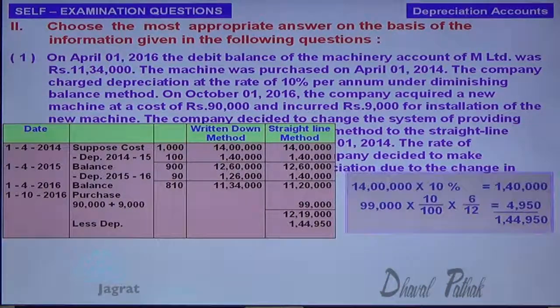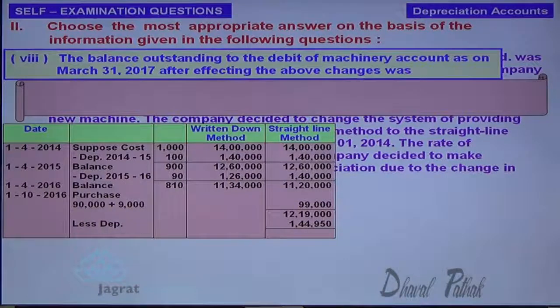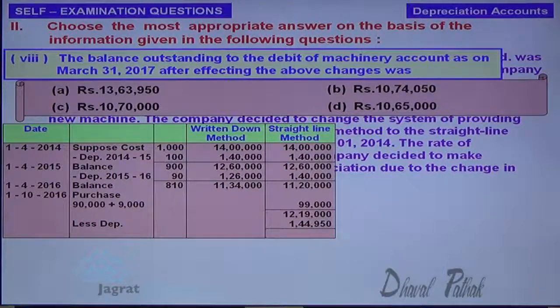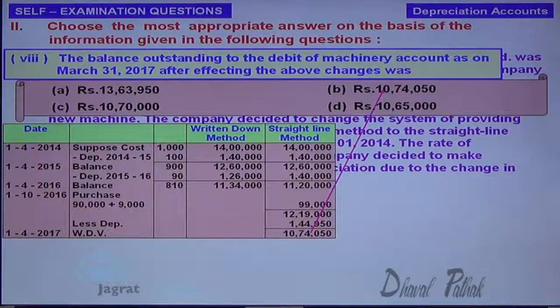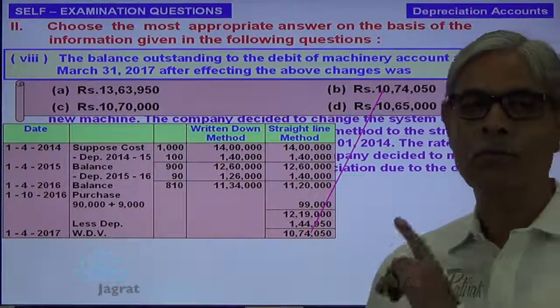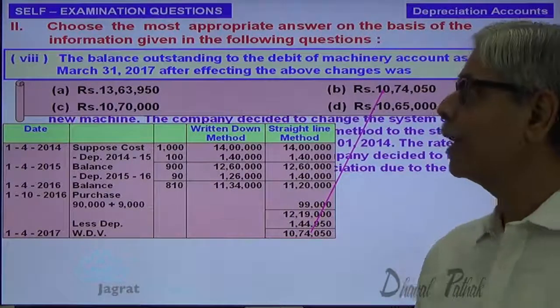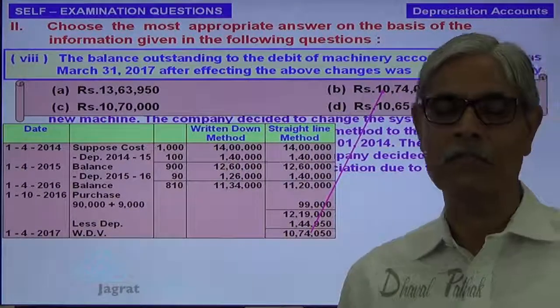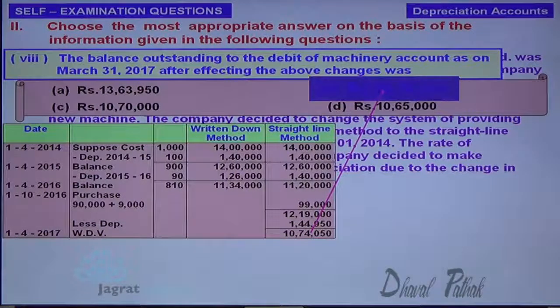Now, what is the value after deducting depreciation? The balance outstanding to the debit of machinery account as on 31st March 2017 after factoring the above changes. So what is the written down value at the end, after making these changes? If you deduct it, 10,74,050 is the balance of machinery account after giving effect to all these changes. This is one sum, and various multiple questions are being taken from it, and this is the correct answer that is to be noticed.